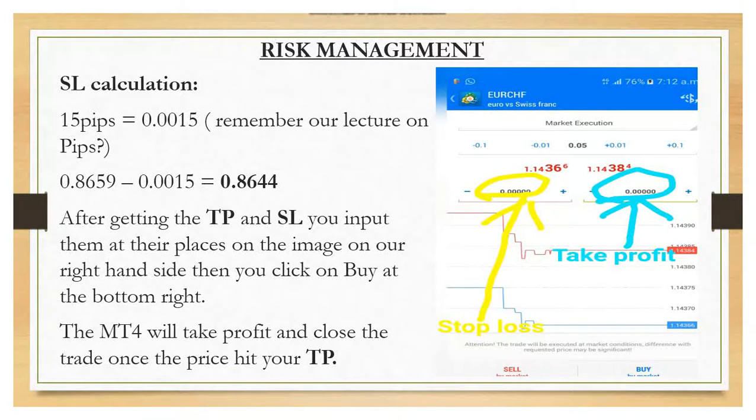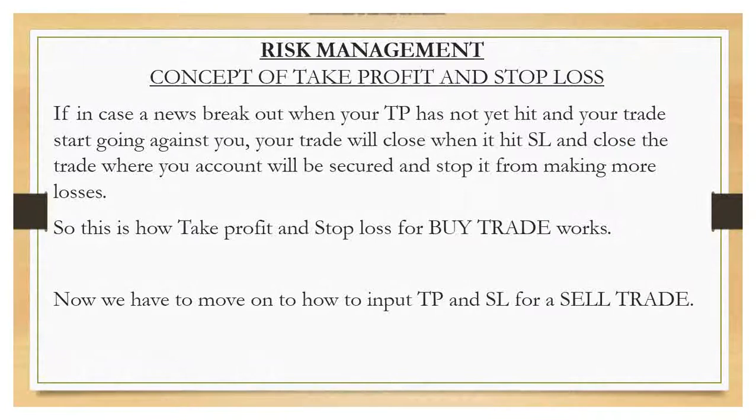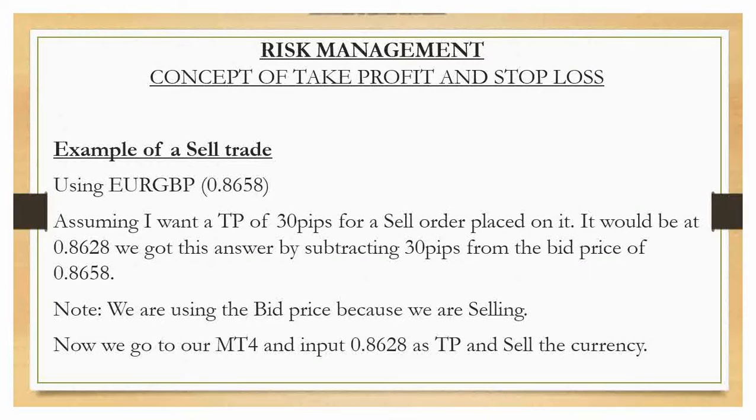After getting the take profit and stop loss, you input them at their places on the image on our right hand side. Then you click on buy at the bottom right. MT4 would take profit and close the trade once the price hits your take profit. If a news event breaks out when your take profit has not yet been hit and your trade starts going against you, your trade will close when it hits the stop loss, where your account will be secured and stopped from making more losses. So this is how take profit and stop loss for a buy trade works.